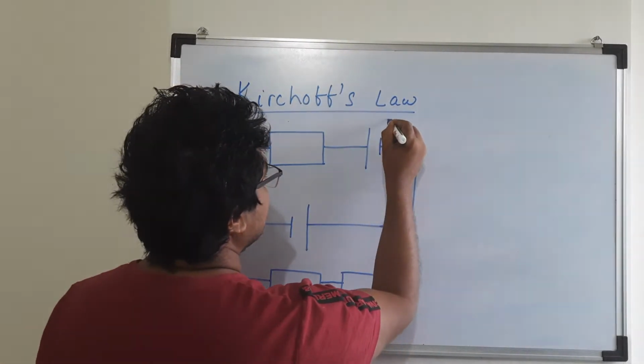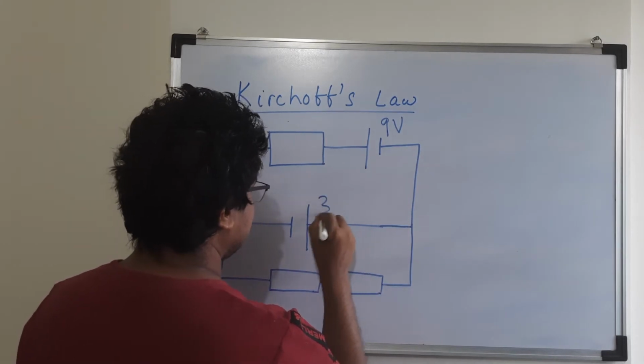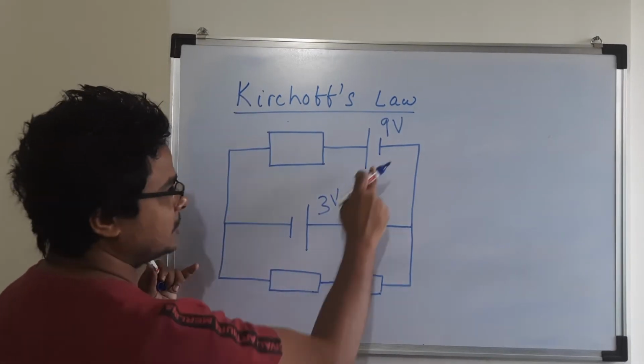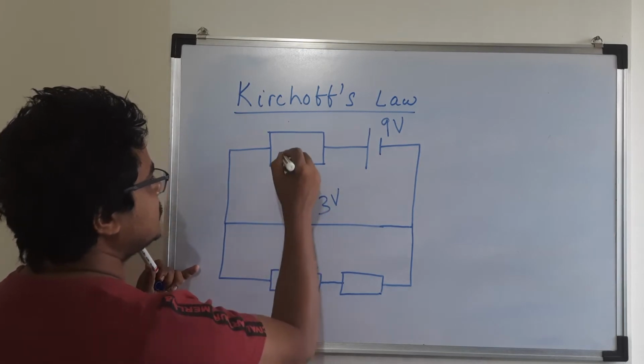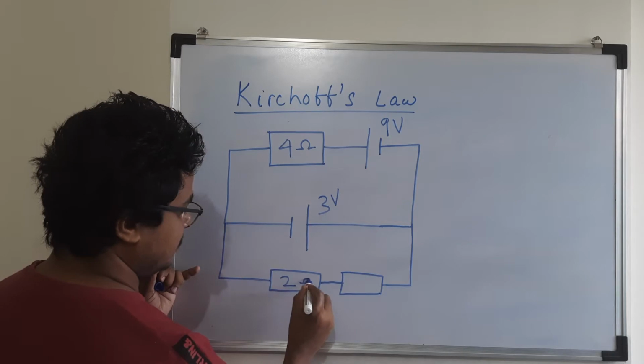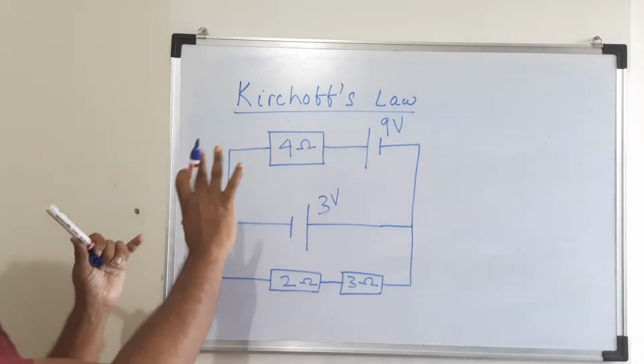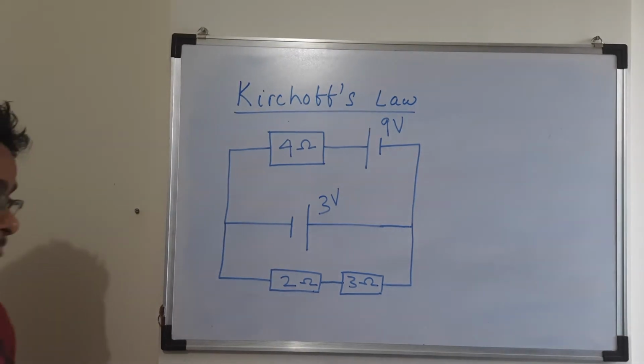Okay, suppose I will give this 9 volt and will give this 3 volt. Okay, so these 2 EMFs you can see. Resistor, suppose I will give this 4 ohm, and this is 2 ohm, and this is 3 ohm, right? So these are the resistance values. You can see this circuit diagram, right?